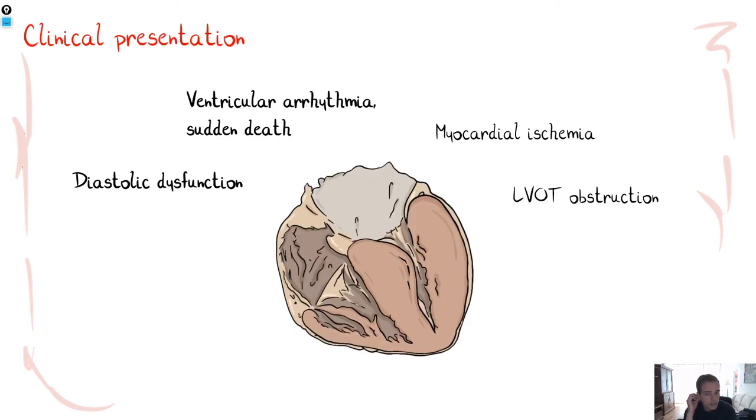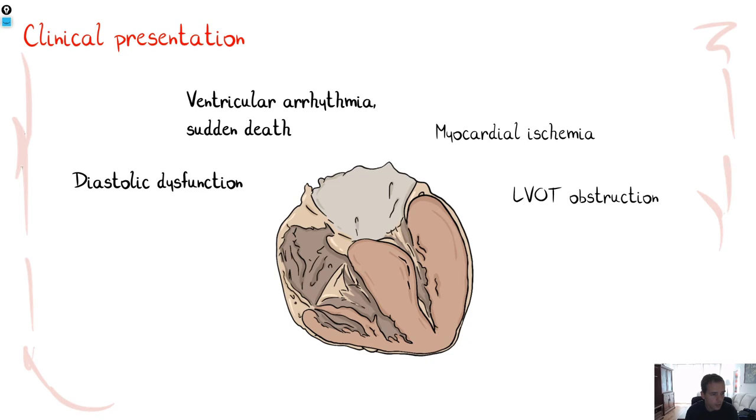Clinical presentation is different, because there is no dilatation, there is a hypertrophy of the heart, so there is no systolic dysfunction, but on the contrary, there is a diastolic dysfunction. And what's very important, there is a huge risk of ventricular arrhythmia and sudden death. So the patients can be completely healthy, the disease can be clinically silent, and then the patient suddenly dies because of some severe arrhythmia.